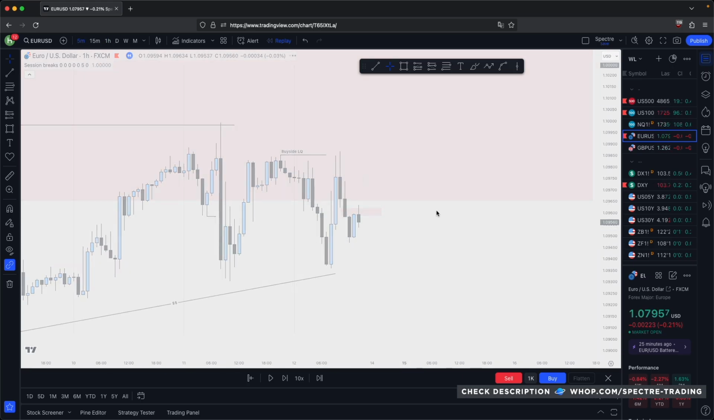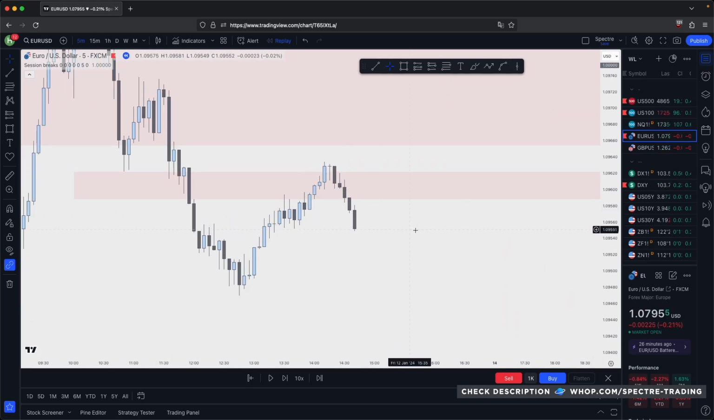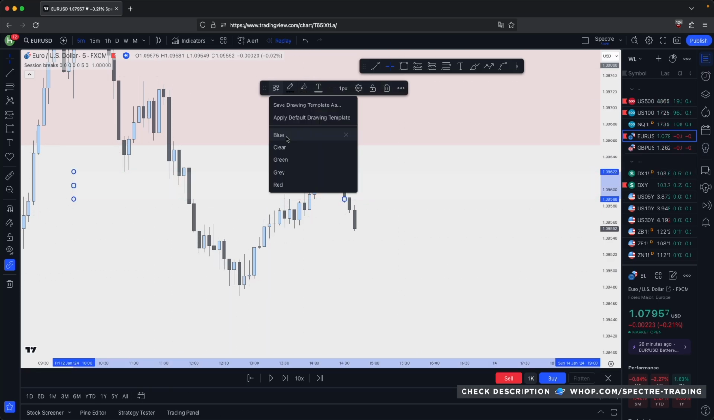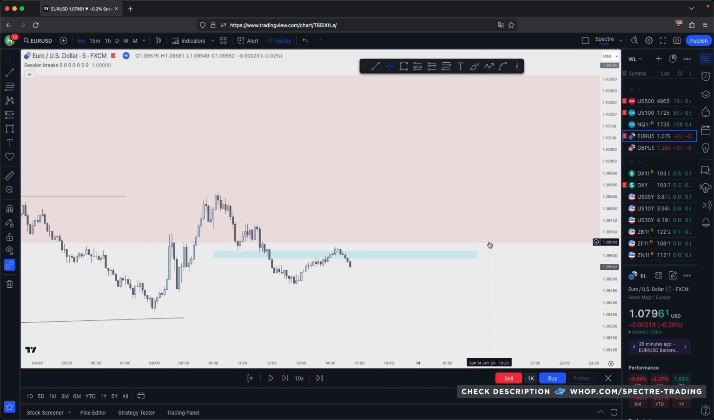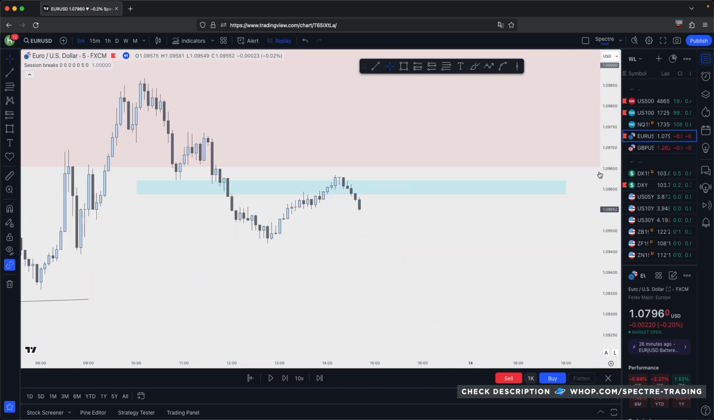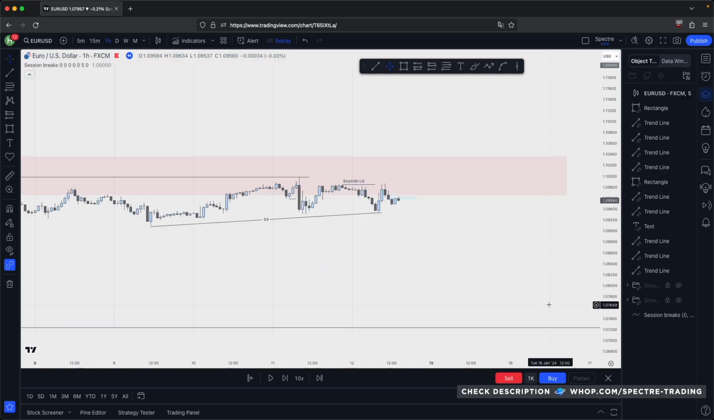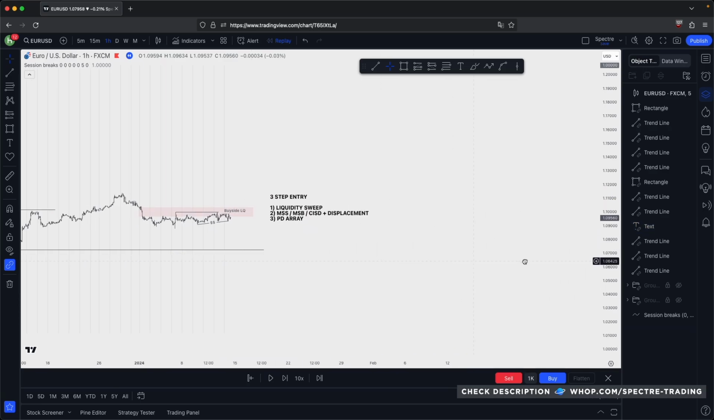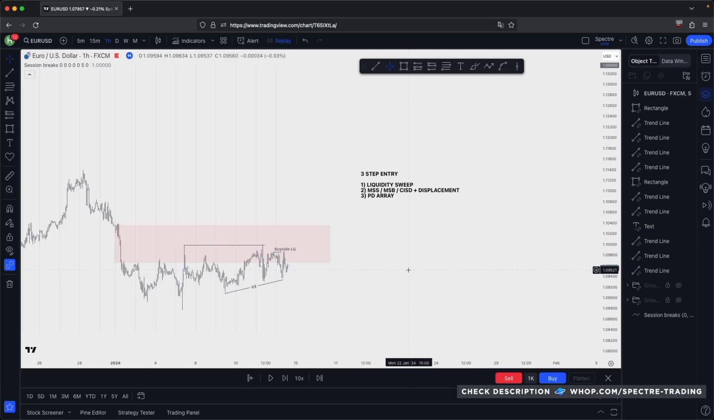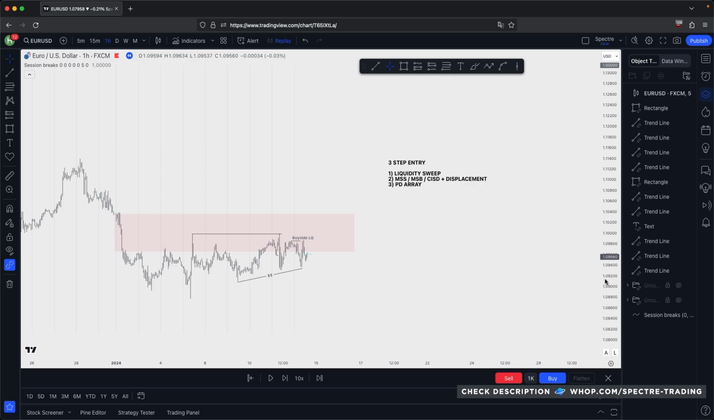Now, dropping down lower to your execution time frame. What do you see here after price taps into this hourly imbalance? Let me make this blue. This is your hourly imbalance, and this is your daily imbalance. We're focusing on the hourly imbalance. If I bring up the text again, you would want to look for your liquidity sweep and then a market structure shift or market structure break or change in state of delivery with displacement, and then you would look for a PD array to enter off of.